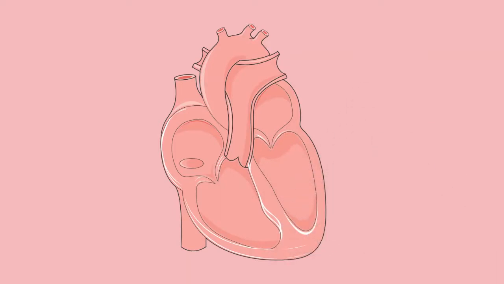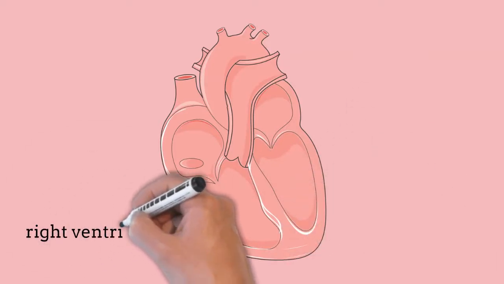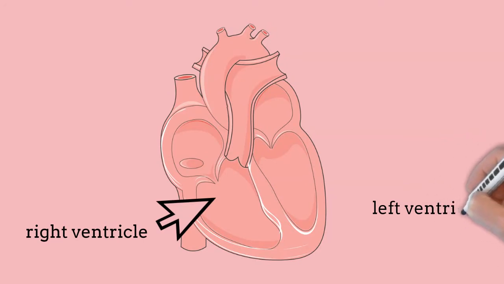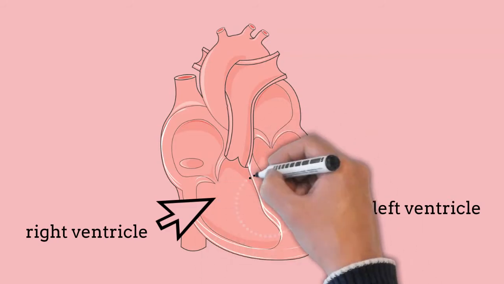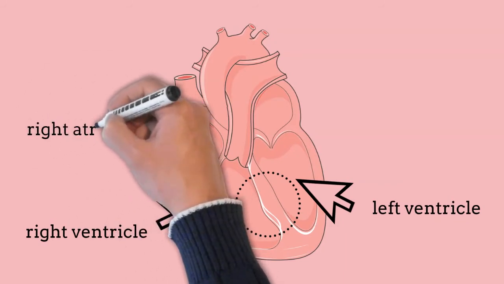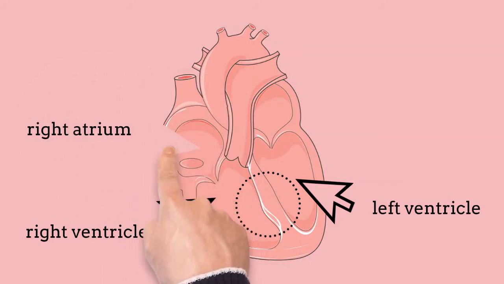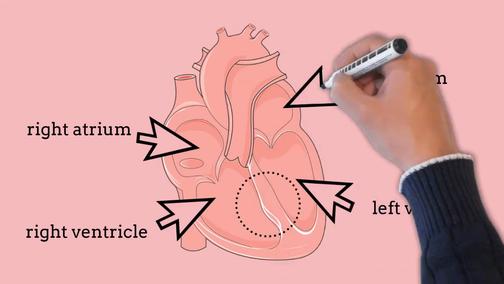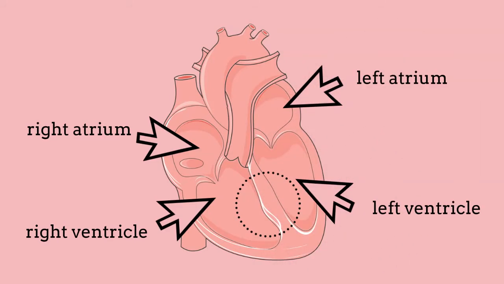What are the parts of the heart? The heart has 4 chambers, 2 on top and 2 on bottom. The 2 bottom chambers are the right ventricle and the left ventricle. These pump blood out of the heart. A wall called the interventricular septum is between the 2 ventricles. The 2 top chambers are the right atrium and the left atrium. They receive the blood entering the heart. A wall called the interatrial septum is between the atria.